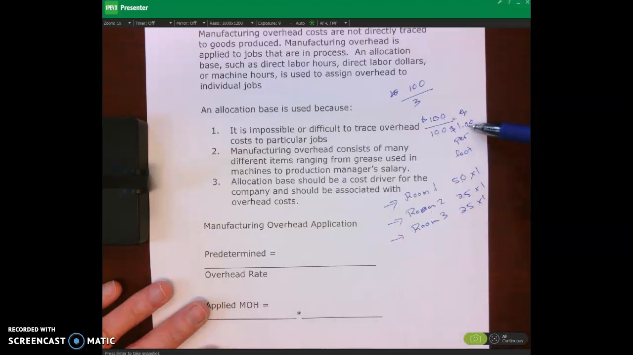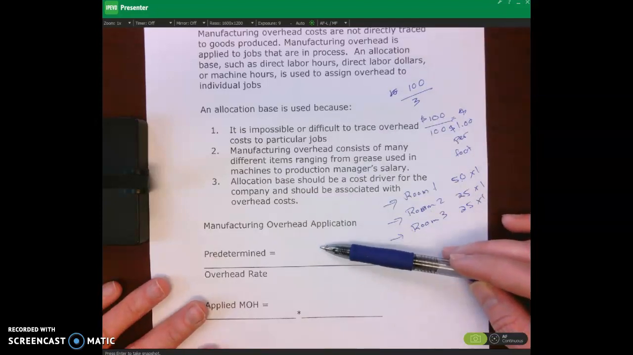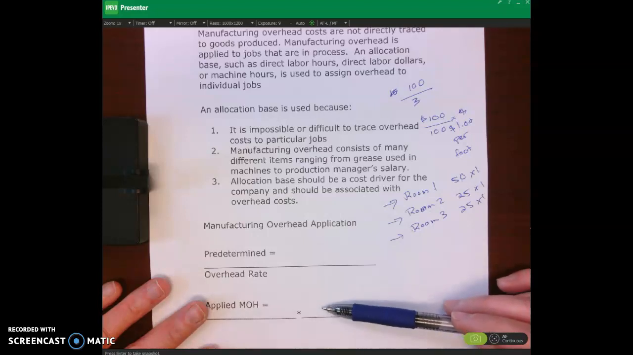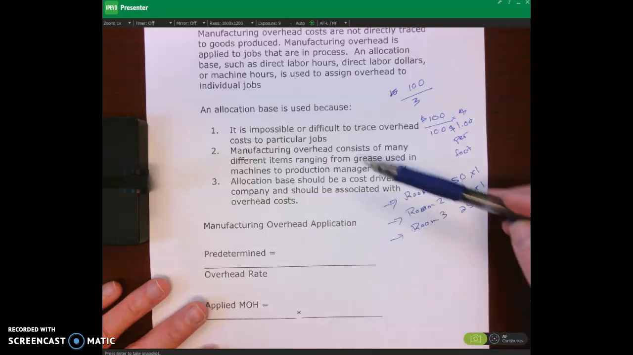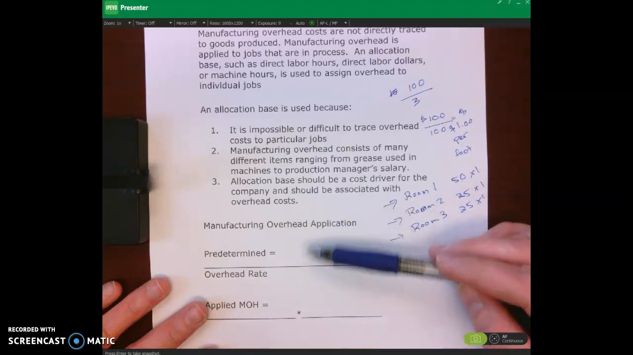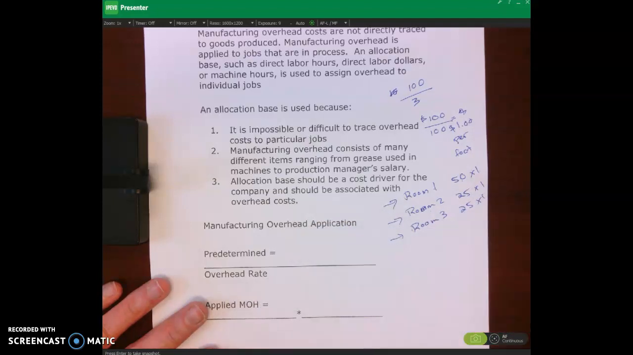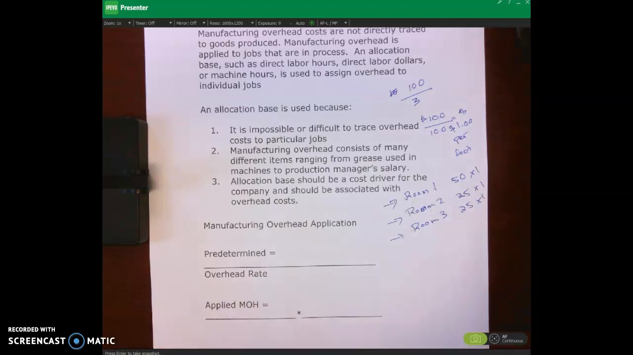So I calculated a rate by taking overhead divided by the base, and then I multiplied that rate times the amount of allocation base, square footage, used by each roommate, and that's how I allocated out the total overhead cost. We will be doing something very similar with manufacturing overhead. We'll calculate an overhead rate, and then we're going to apply the overhead. I'm going to talk more about how to apply overhead, the actual calculations, in the next lecture video. Thanks.